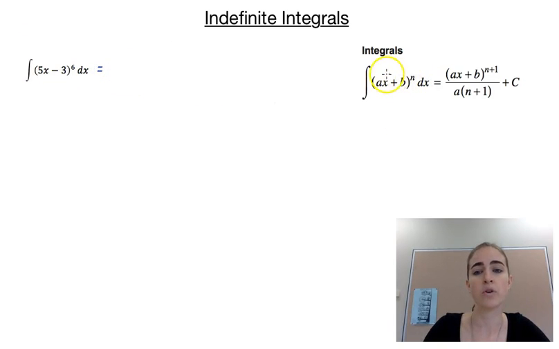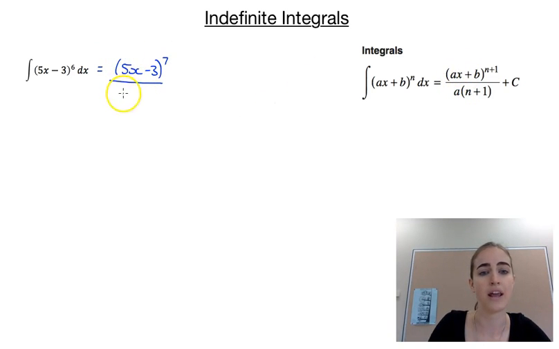The way it's going to work, what's in the brackets is going to stay the same, and we're going to increase the power by 1. So we'll have 5x minus 3 to the power of 7. Then we're going to divide by a, which is the coefficient of x, so in our case it's 5, times that n plus 1, which was 7. Then we'll have our constant term on the end, and simplifying that down, we'd have 5x minus 3 to the power of 7 over 35 plus c.